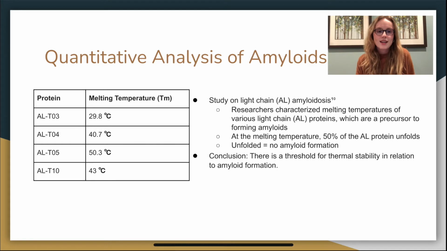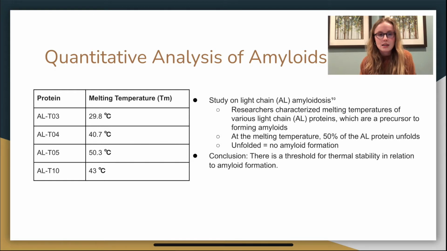In this study, several germline sequences from humans were analyzed, and researchers discovered that different somatic mutations had an impact on the stability of the amyloid proteins present. For example, when various monoclonal immunoglobulin light chain proteins reached their unique melting point, 50% of the protein unfolded. And when the protein unfolds, it can no longer contribute to the production of amyloids.